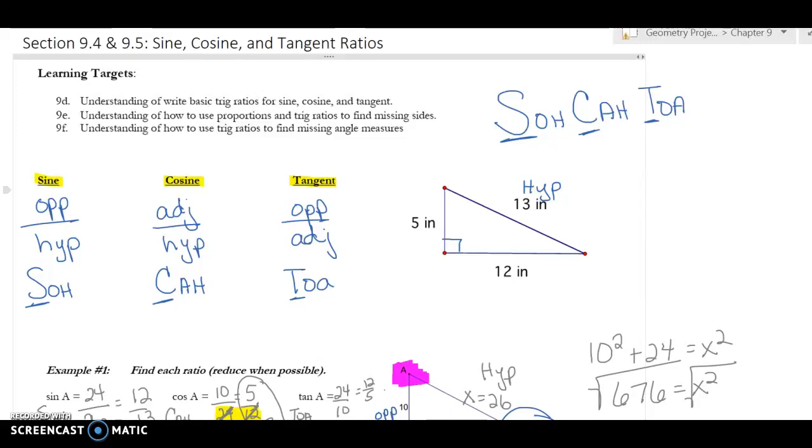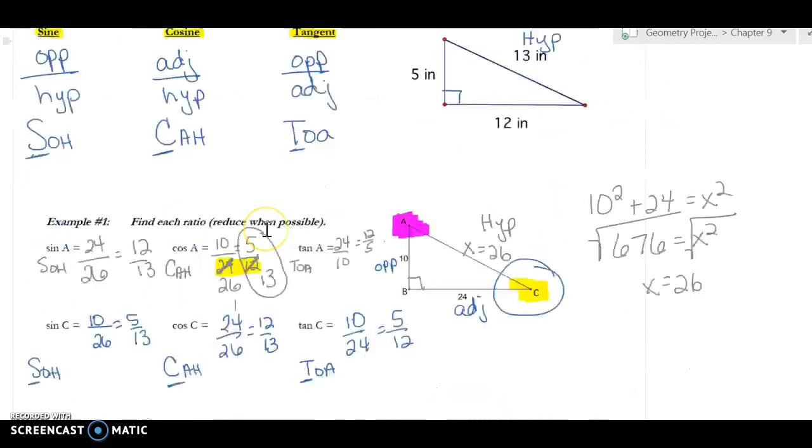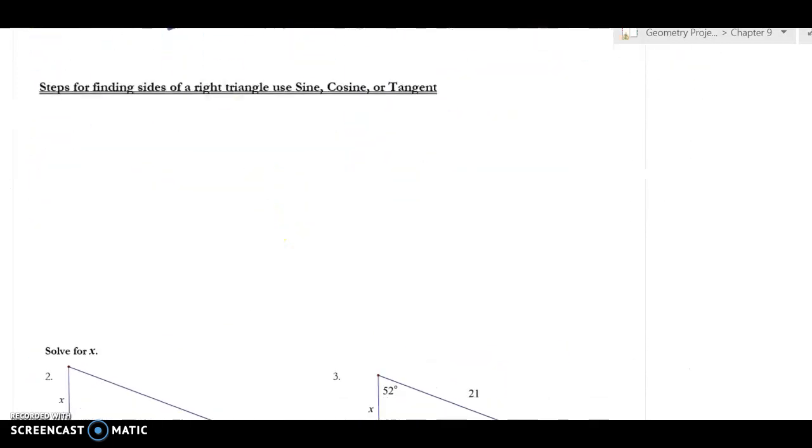Okay, so what we're doing now for these notes is we're continuing section 9.4 and 9.5, and now that you've practiced being able to label and identify ratios, now we're going to use those to find missing sides. So go back to your same notes from this section, and let's go here. Okay, so we need to start with our steps.